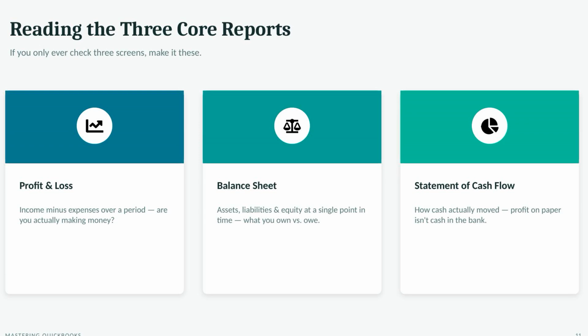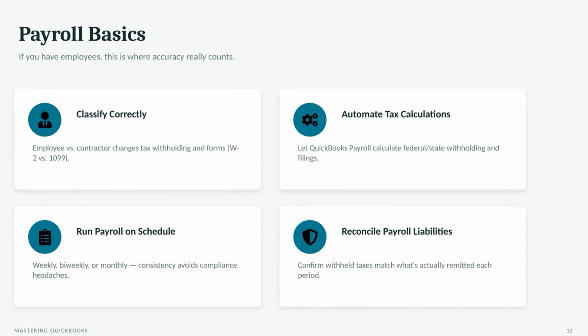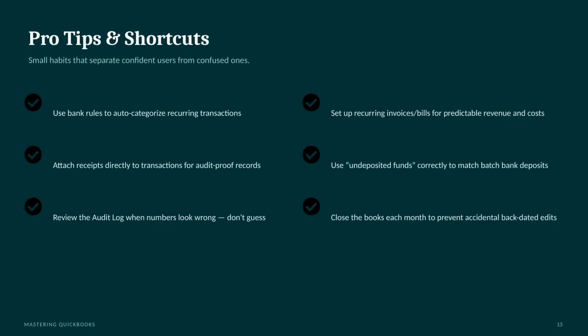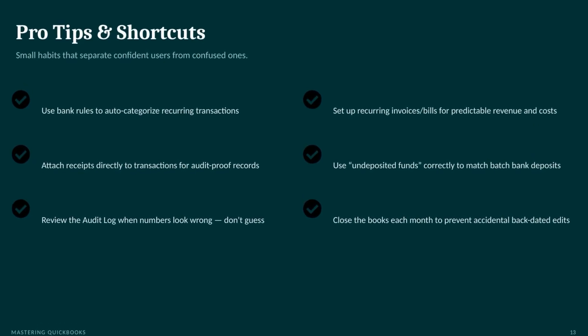If you have employees, payroll is where accuracy really counts. Classify people correctly, employee versus contractor, because it changes your tax forms entirely. Let QuickBooks Payroll automate the tax calculations for you. Run payroll on a consistent schedule, and always reconcile your payroll liabilities to confirm what you withheld actually matches what got remitted.